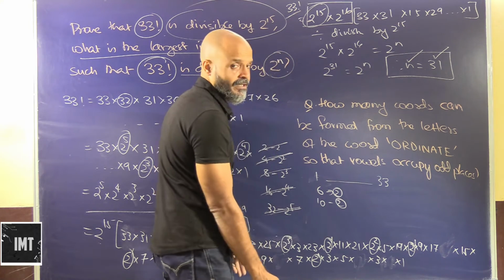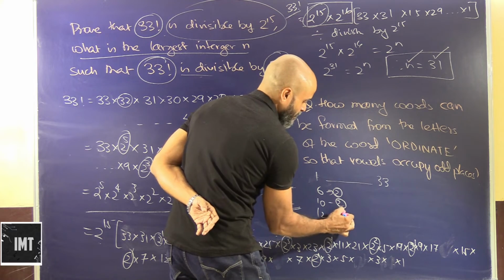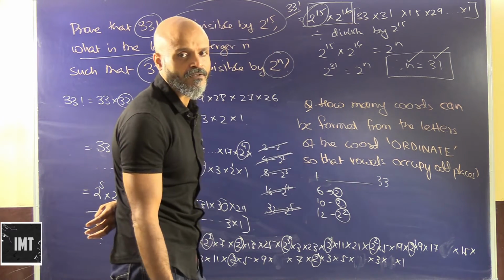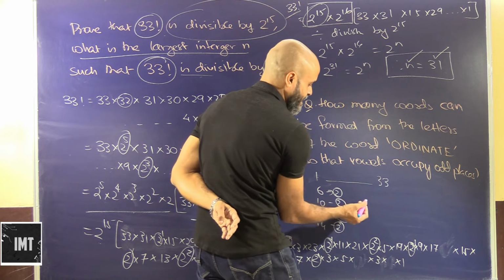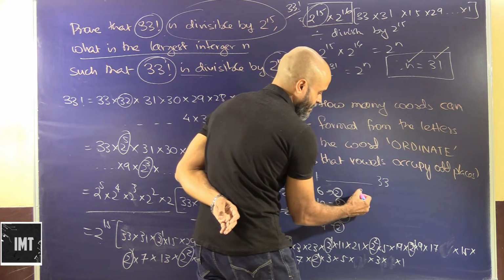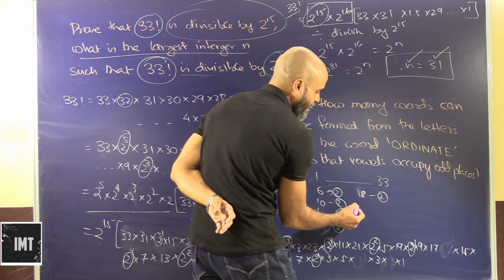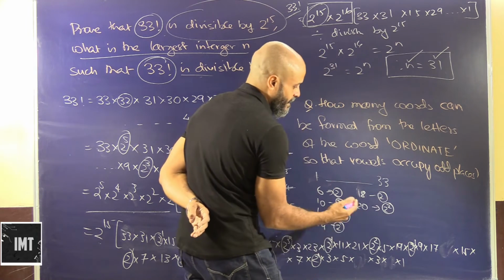Okay, 11 nothing, 12 we can pull out, 4 3s are 12, so we can pull out 2 square. 13 we have nothing, 14 we have 1 2, 15 we have nothing, 16 we have already pulled out, 17 nothing, 18 we have 1 2, 19 nothing, 20 we have 4 5s are 20, so we have 2 square.